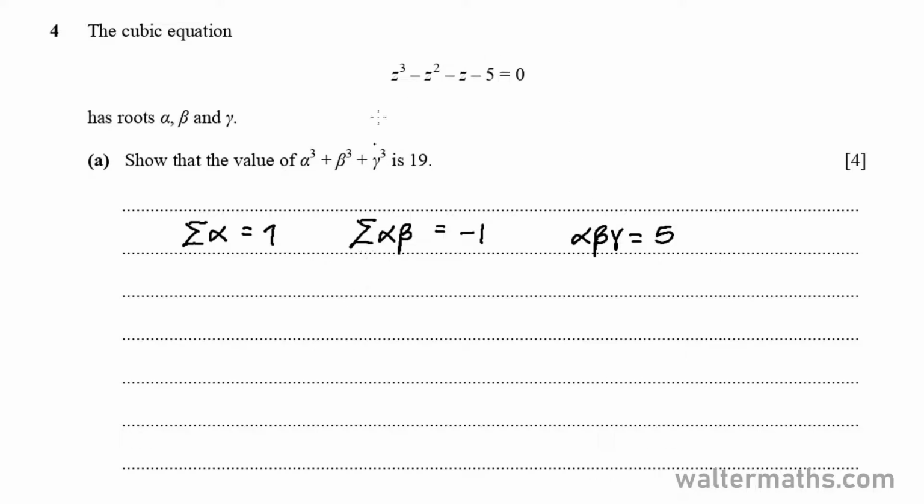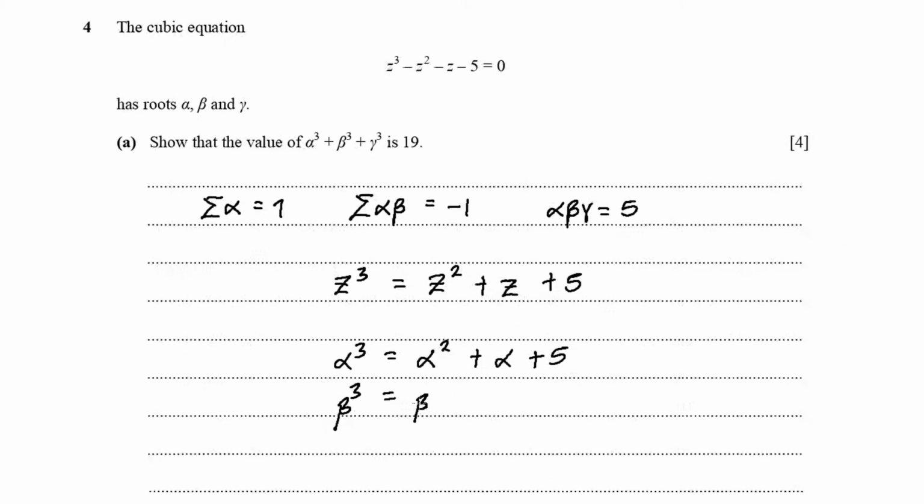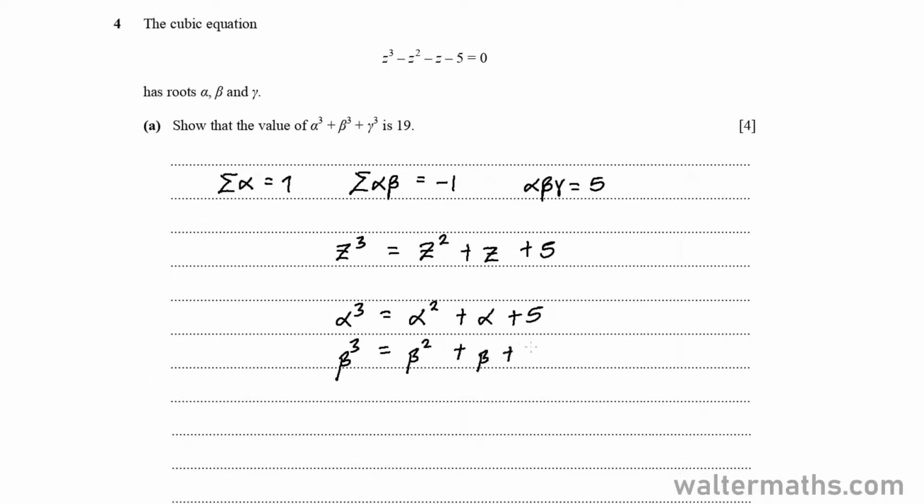So from here I am going to make z cubed subject for this equation. So that will be z cubed is equal to z squared plus z plus 5. And since alpha is a root, we know that alpha cubed should be equal to alpha squared plus alpha plus 5, just by substituting alpha into this equation. And also beta is a root, so beta cubed is equal to beta squared plus beta plus 5.